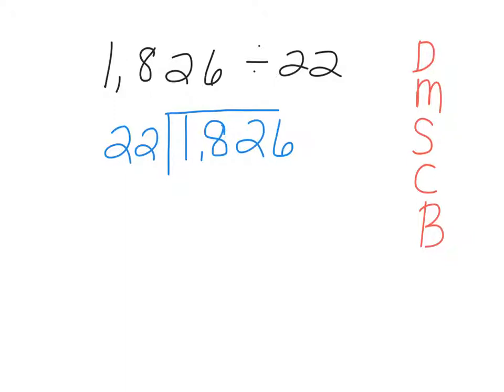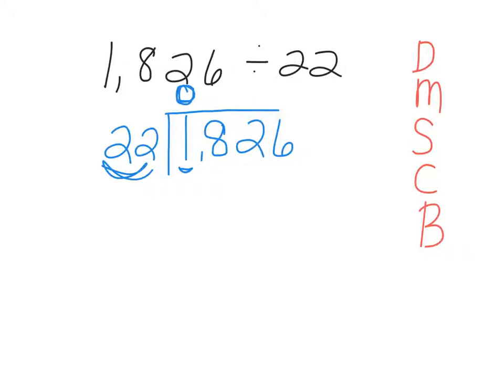So the first thing we ask ourselves is, how many times can 22 go into the number 1? Now keep in mind that if our divisor is bigger than our number, we cannot evenly divide it in. It can't be done. So we're going to put a 0 up here. 22 cannot go into the number 1.